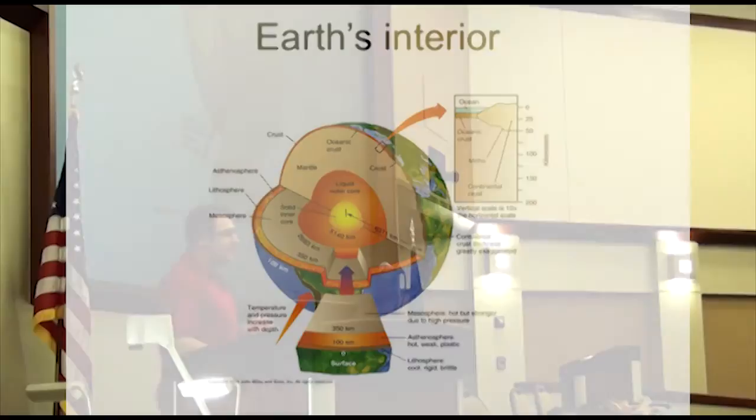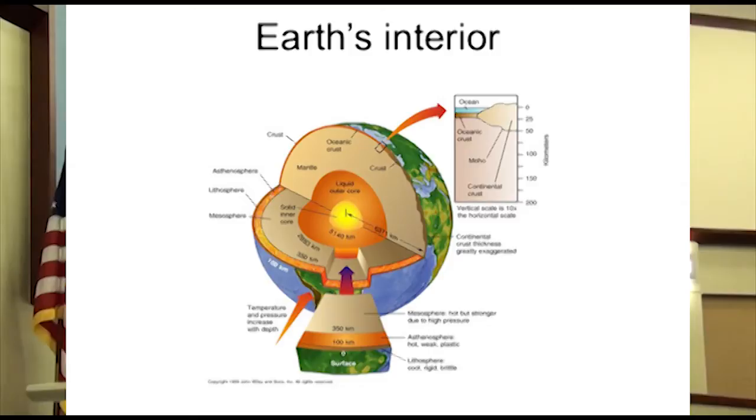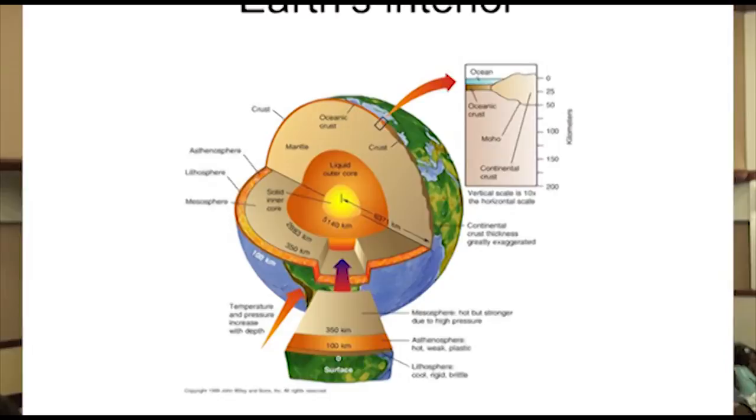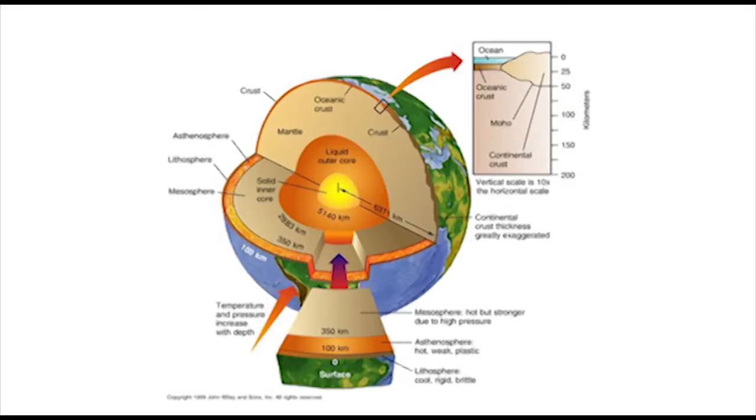So the Earth is made of a number of layers. The middle of it is the core, which some people, depending on who we talk to, will break down into the inner core and the outer core. But there's a core in the middle. Outside of that is the mantle, which is most of it. And then the very outer edge of our planet is the crust.